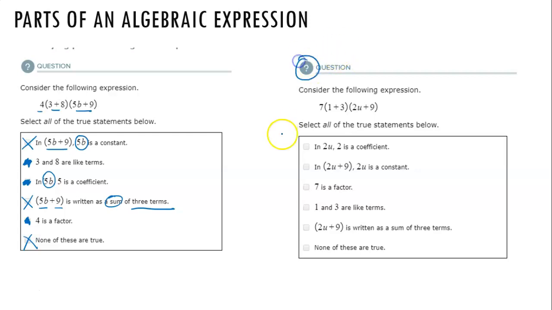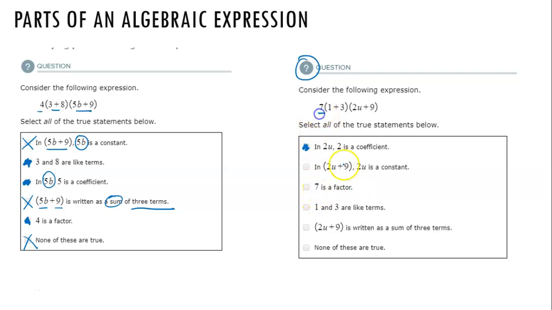Would you pause the video and try this one on your own now? So for the first one, in 2u, 2 is a coefficient. It is. 2 is the multiplier part of the variable term. In 2u plus 9, 2u is a constant. It is not. 9 would be the constant. The constant is the number that doesn't have a variable.